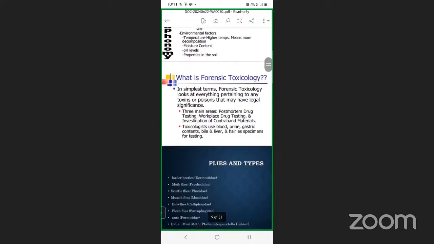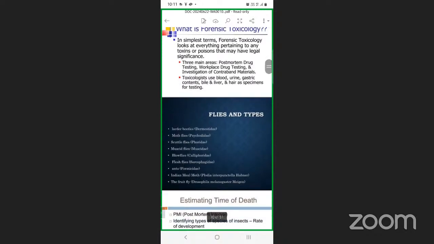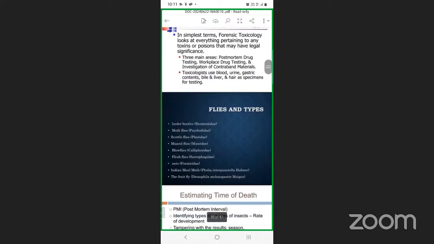There are three main areas of postmortem drug testing: workplace drug testing and investigation of contraband materials. And even entomology is related to this particular toxicology, where we use blood, urine samples, bile, liver, and hair as specimens for testing.